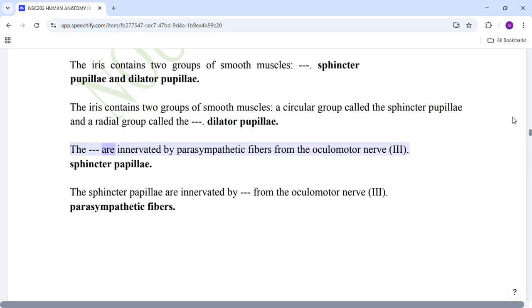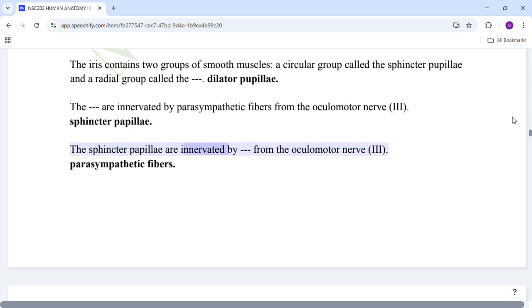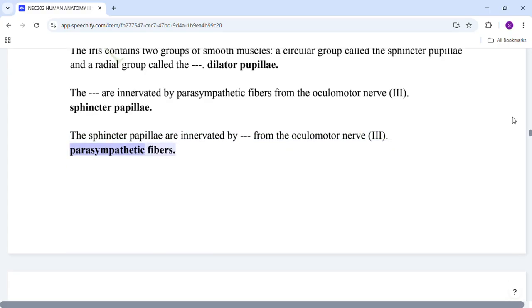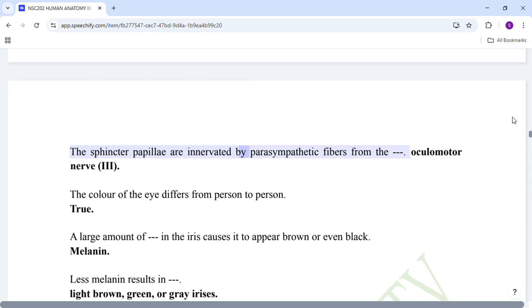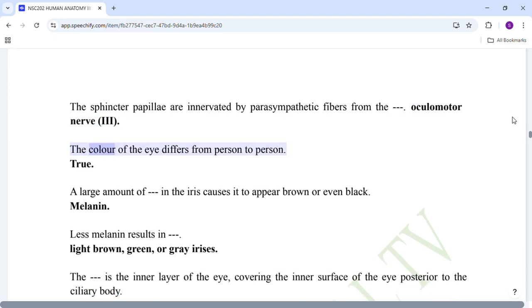The sphincter pupillae are innervated by parasympathetic fibers from the oculomotor nerve, cranial nerve 3. The color of the eye differs from person to person.